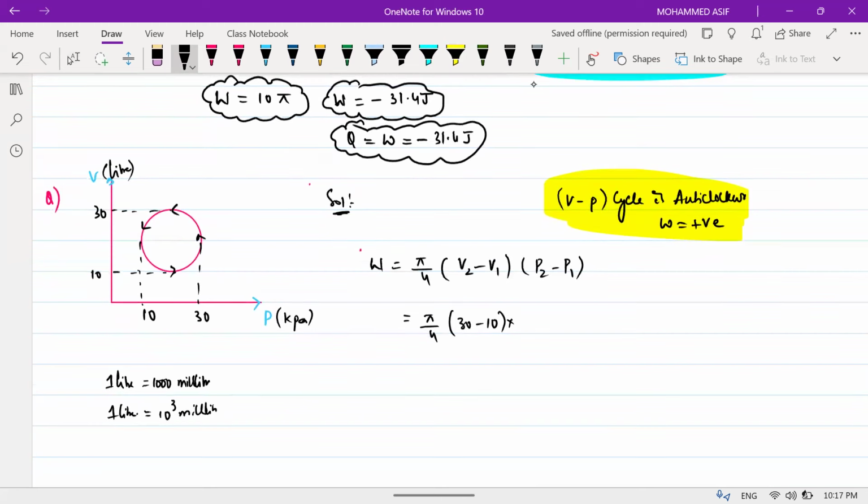This is in kilopascal. 10 power 3 milliliters into P2 minus P1, 30 minus 10, into kilopascal. This one is 10 power 3. It will not hurt you. 314 liter kilopascal. So this will be approximately equal to 0.314 joules, work done. It should be in the system like this. Clear? Did you get it?